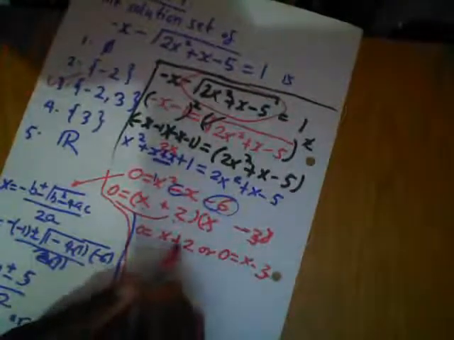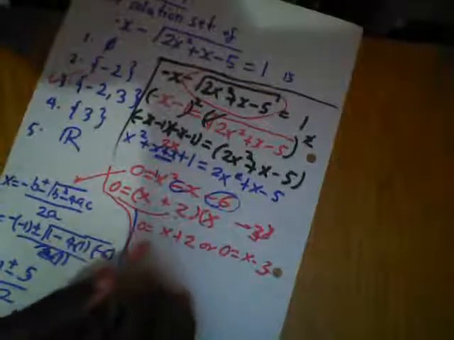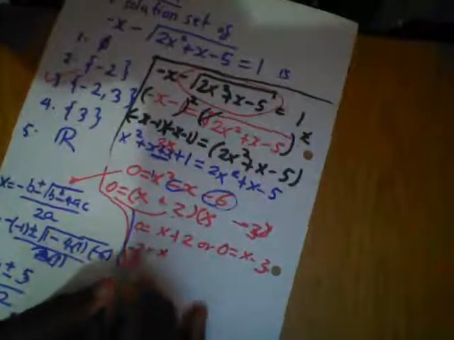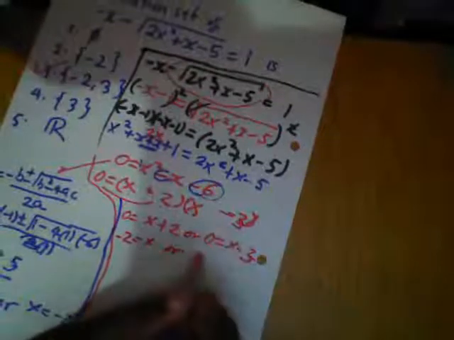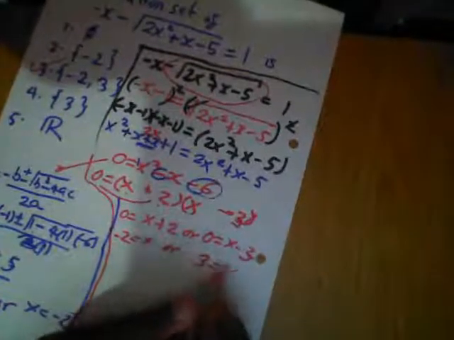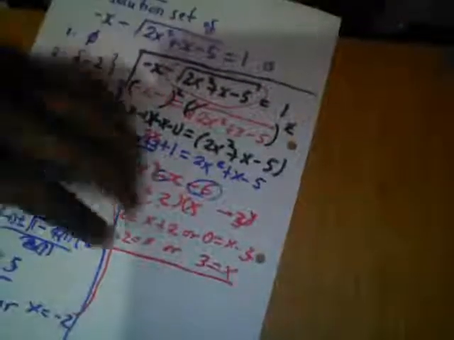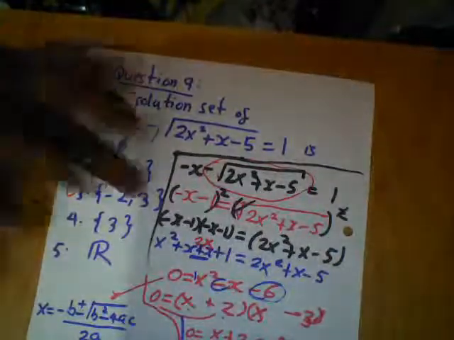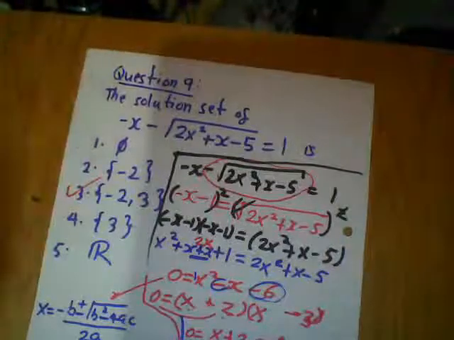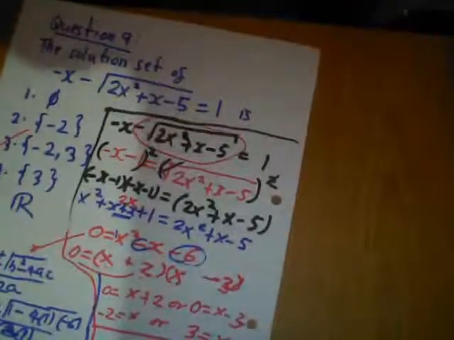So when you go over, it could be negative 2. So x equals negative 2, or go over, so positive 3 equals x. So x equals negative 2, or x equals positive 3. So we come here to the option 3. So option 3, question 9.